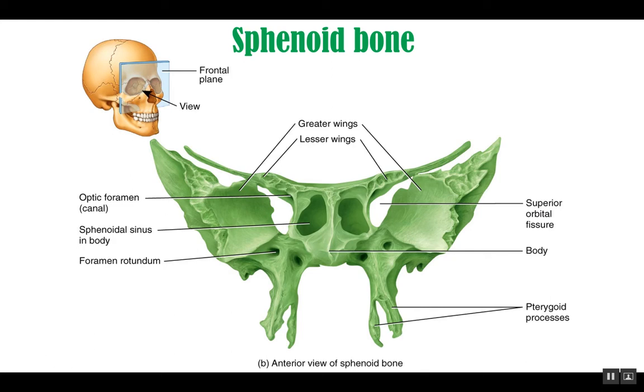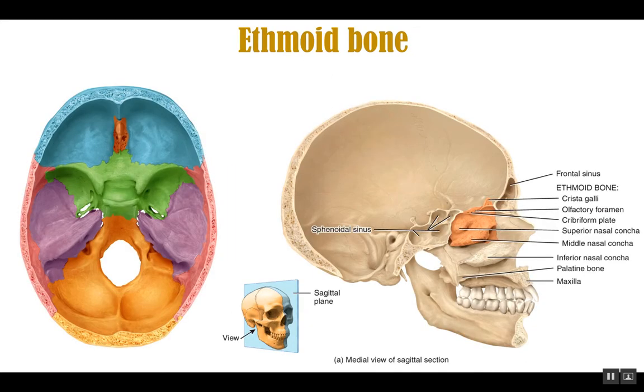But this bone is very irregular. No other bone looks like the sphenoid bone. The next one is called the ethmoid bone. The ethmoid bone is also one you don't hear too much about. It's buried pretty deep in the skull.